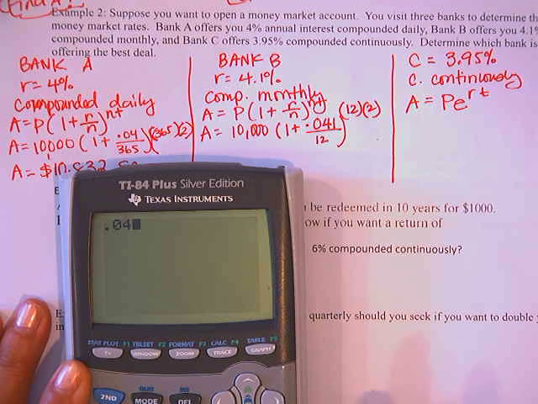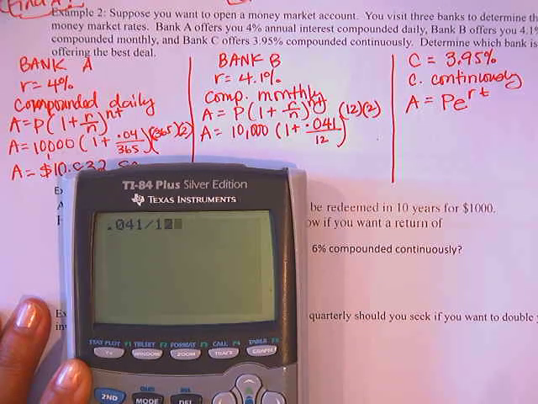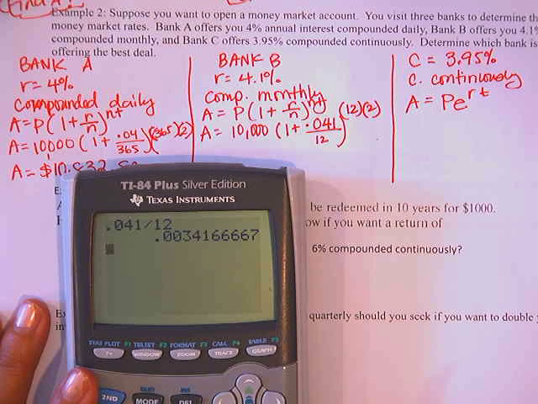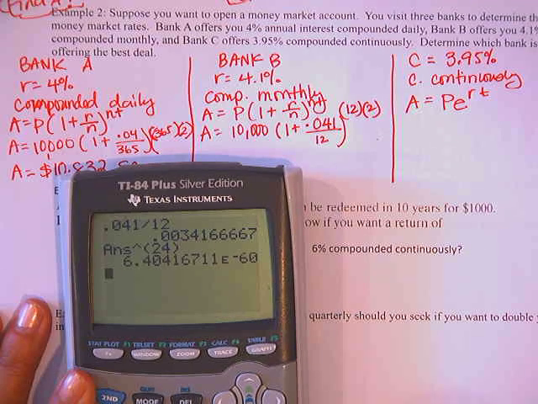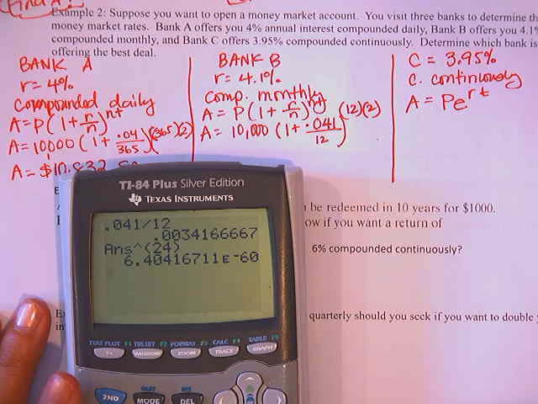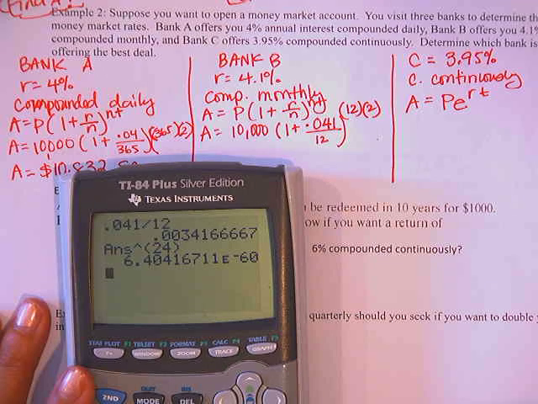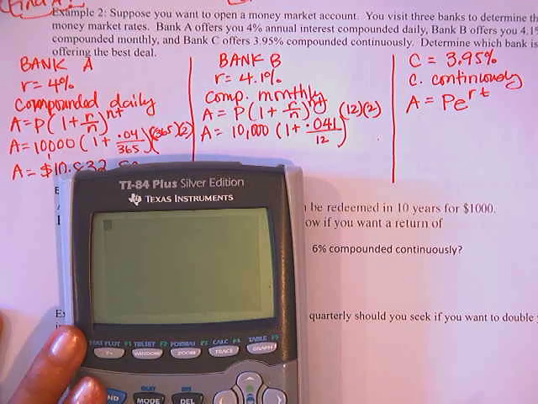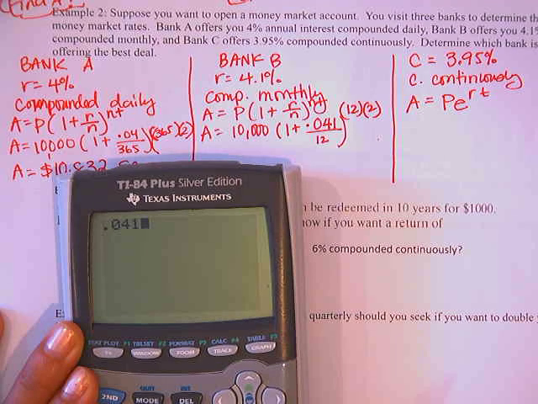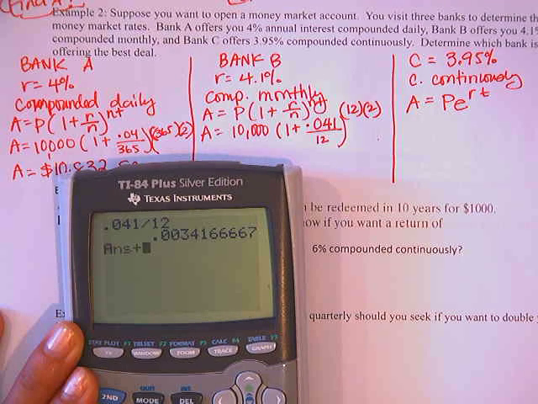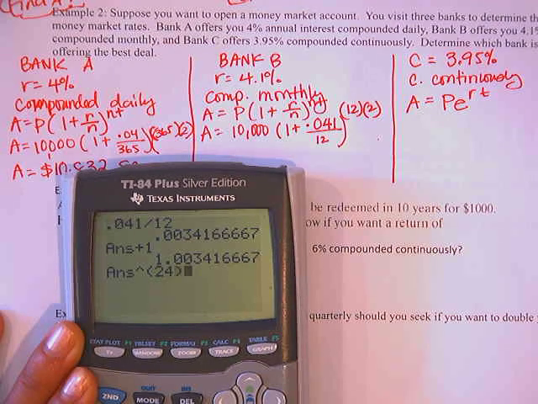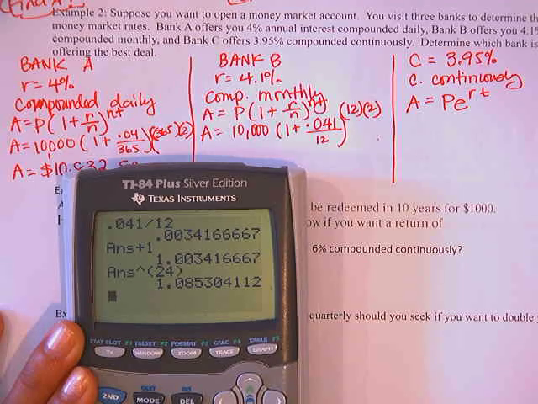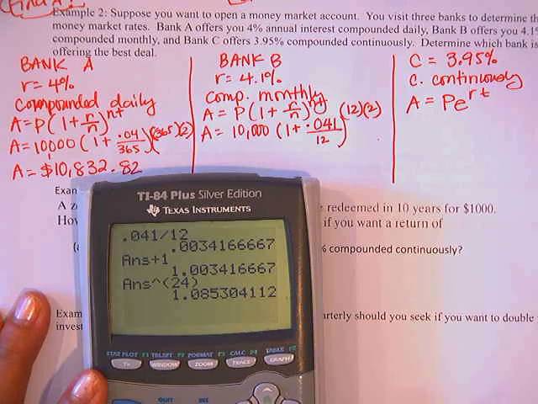0.041 divided by 12, to the power of the answer to 12 times 2, which is actually 24. So I'll just write 24. Now that's what I have. Oh, you know what? I didn't add 1. Oops. Okay, do that again. So 0.041 divided by 12 plus 1, to the power of 12 times 2, which is 24. Now I have that, and then I'm going to multiply that by my $10,000.